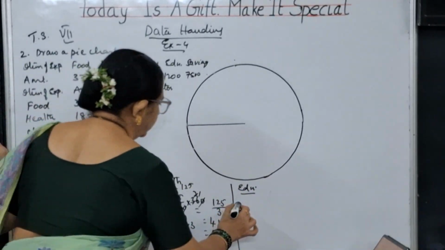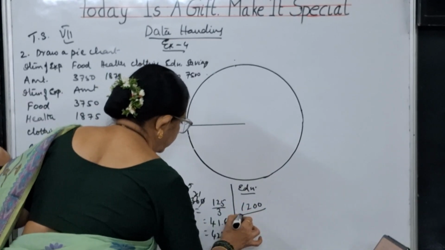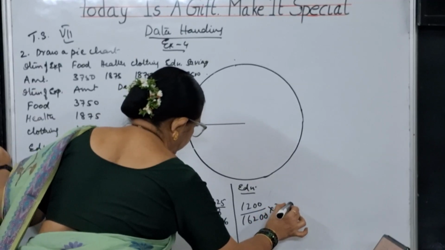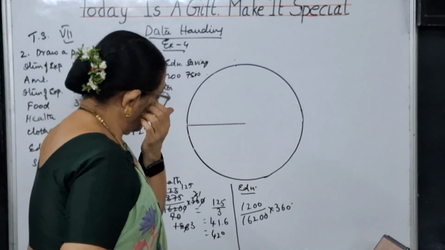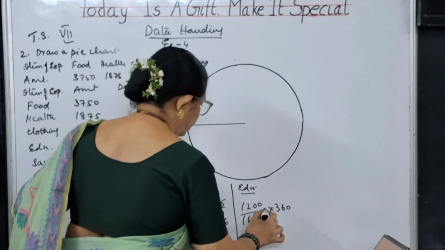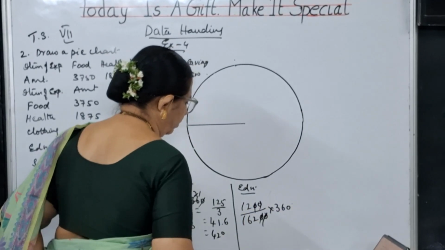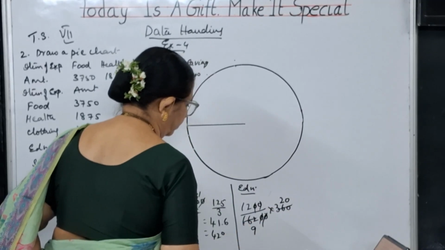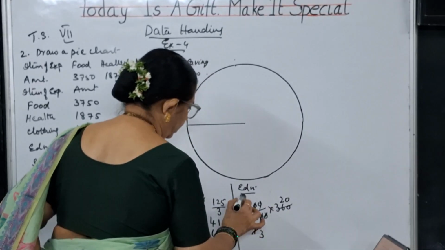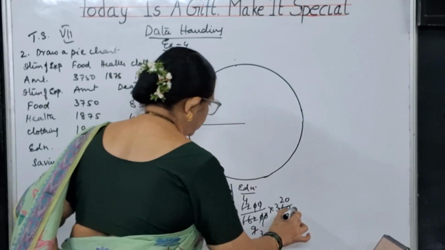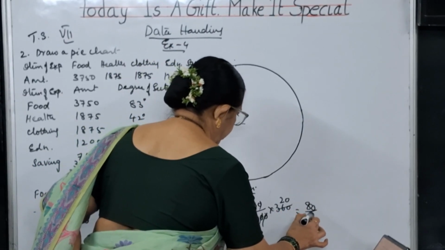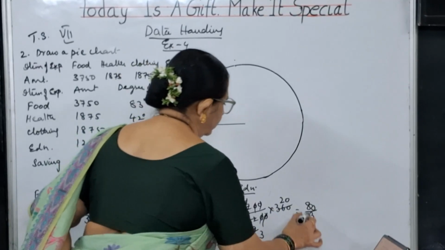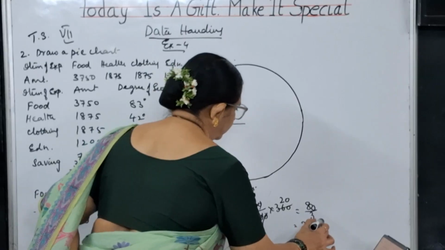Education 1200 by 16200 into 360 degrees. So how much are you getting here? The zeros will get cancelled. 18 twos are, 18 nines are. Then 3 threes are, 3 fours are. You cannot do anything here. 80 by 3. That means 3 twos are 6, and 2 3 6 are 18.